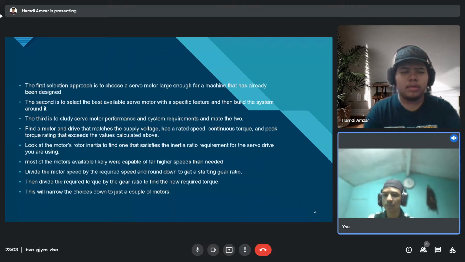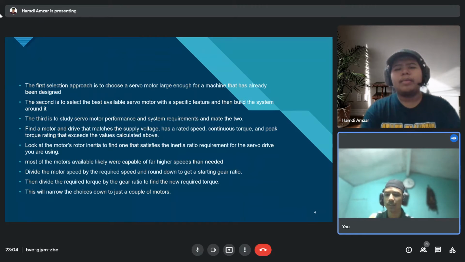Find a motor and drive that match the supply voltage, and have a rated speed, continuous torque, and peak torque rating that exceed the values calculated above. Look at the motor rotor inertia to find one that satisfies the inertia ratio requirement for the servo drive you are using. Most of the motors available are likely capable of far higher speed than needed.